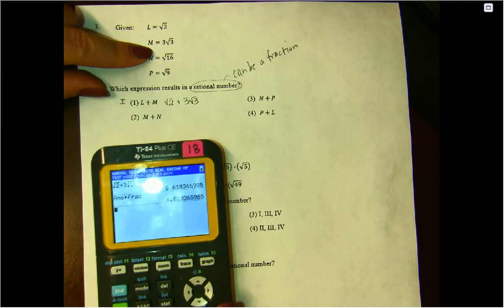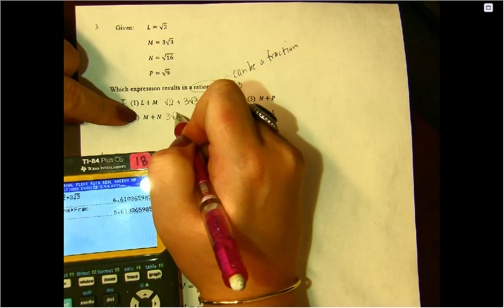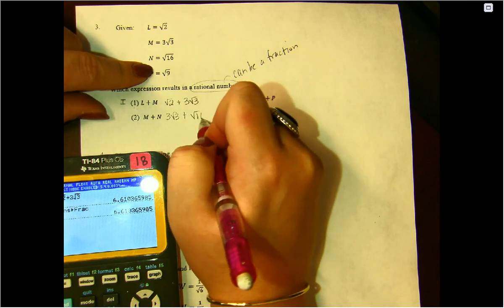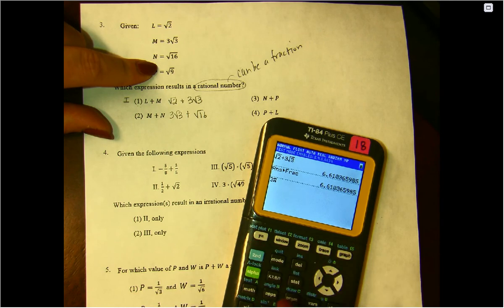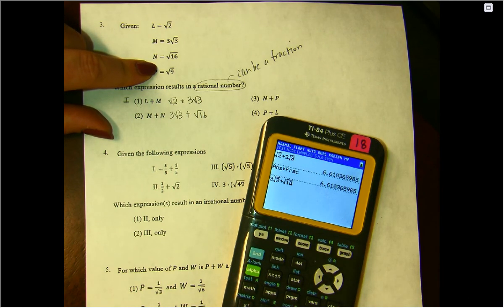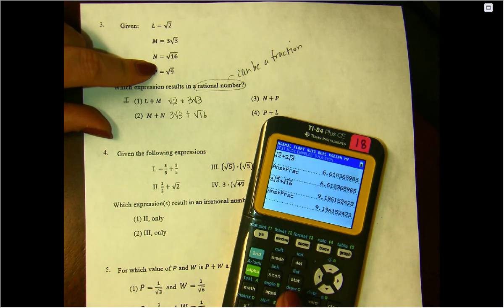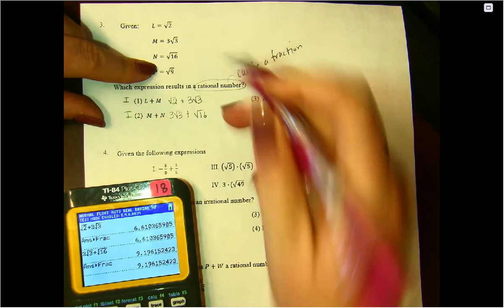All right, let's do M plus N. M is 3 radical 3. N is radical 16. So I get 3 radical 3, arrow out, plus radical 16. Non-repeating, non-terminating, can I turn it into a fraction? The answer to that is no. So this is also irrational.